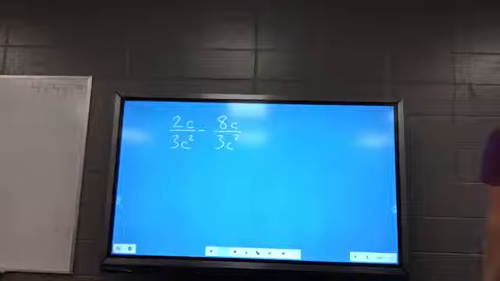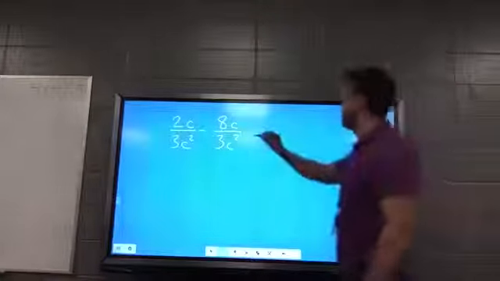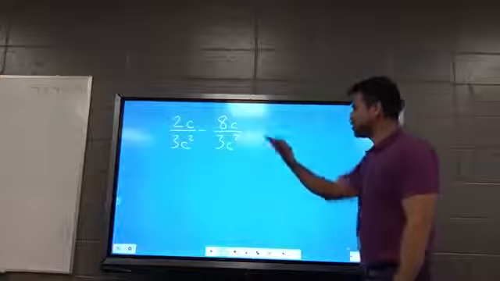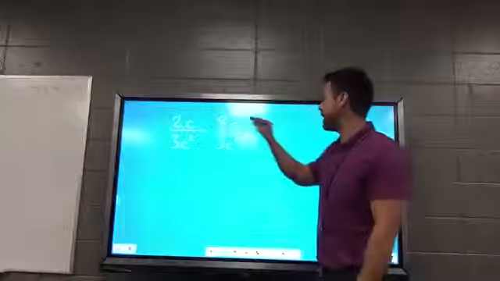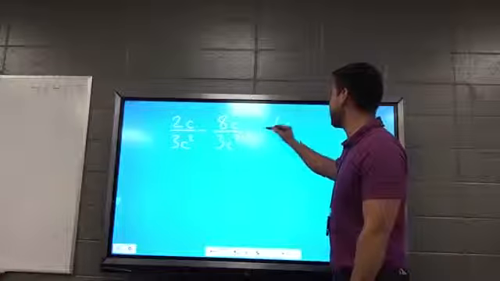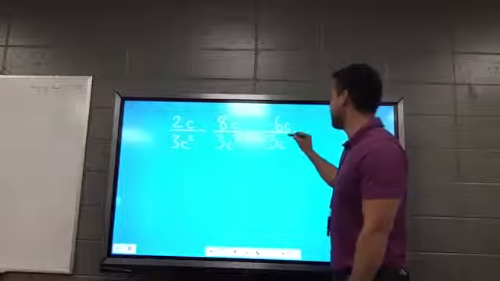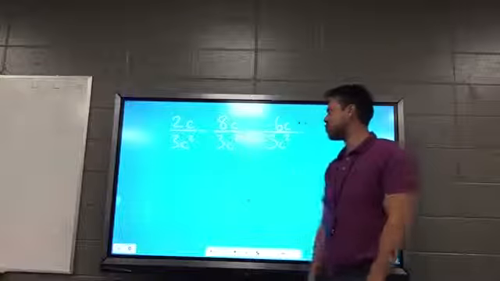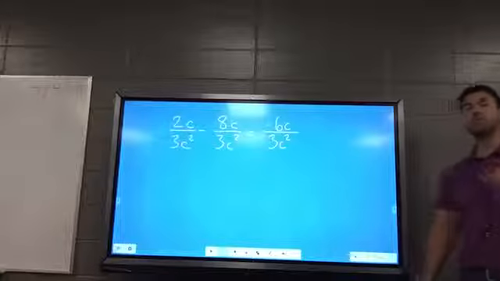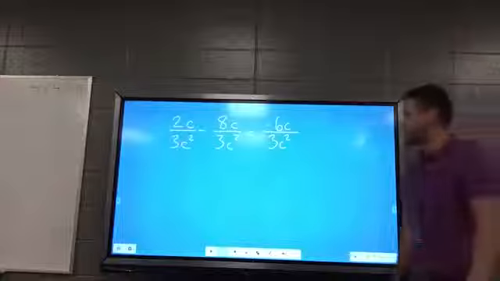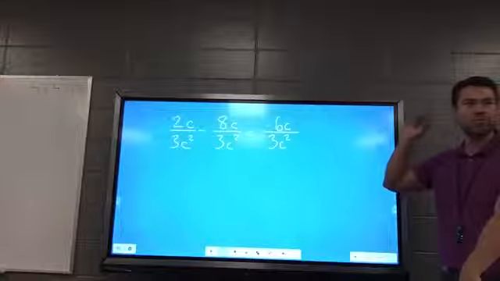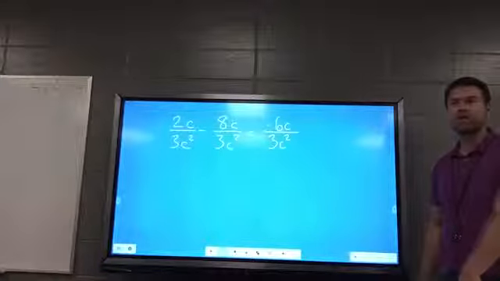Jensen, can I add these just the way they are? I can because they have like denominators. So what do I actually combine, John? You combine the top part, but not the bottom. Good, the numerators. So what's 2c minus 8c? Negative 6c, and I keep the common denominator. Please don't ever combine the denominators when you're adding or subtracting. Is that my final answer, Rachel? Oh, definitely.